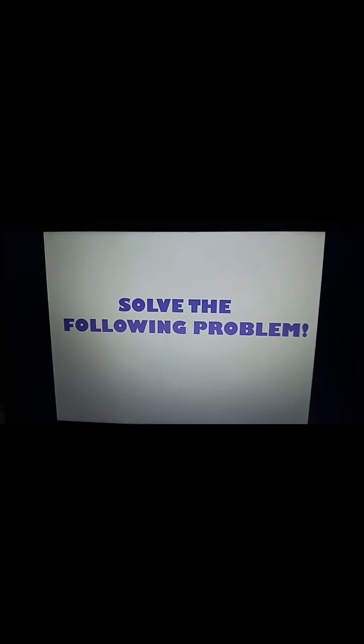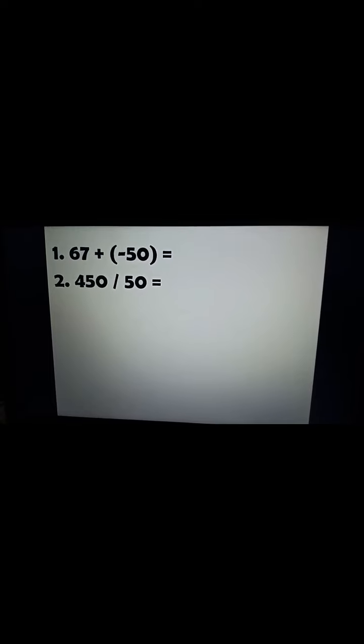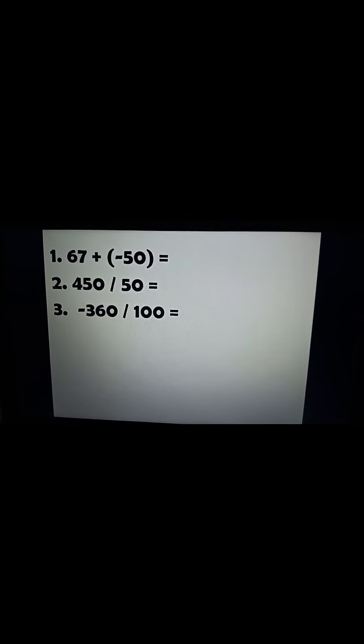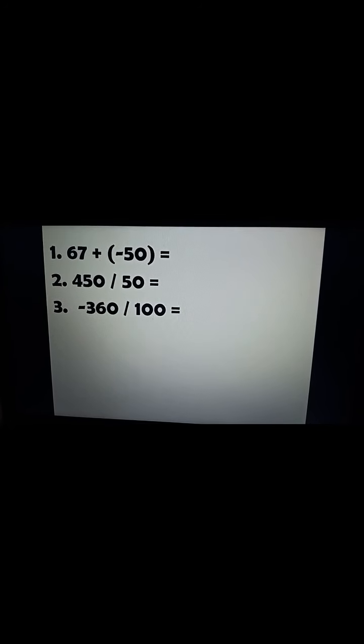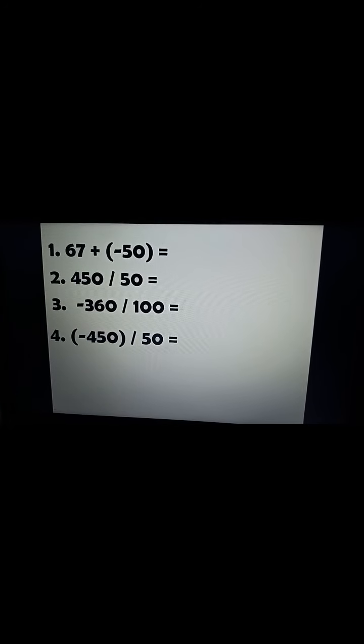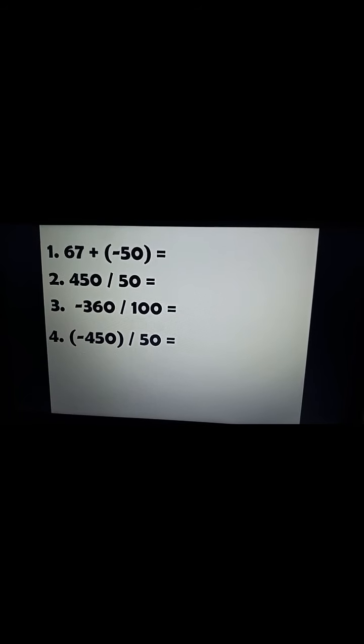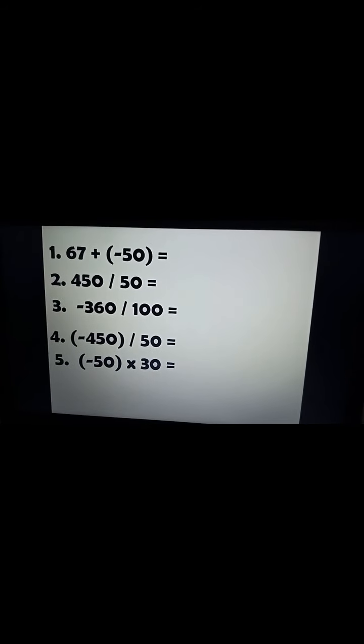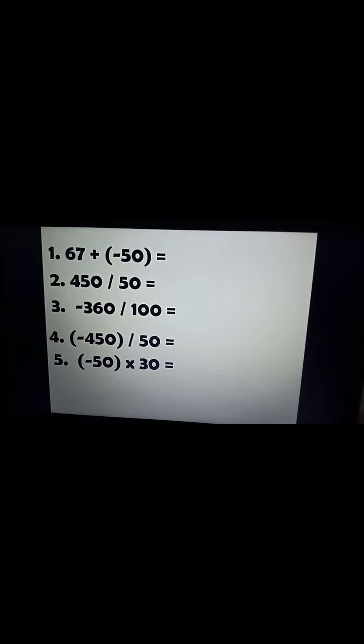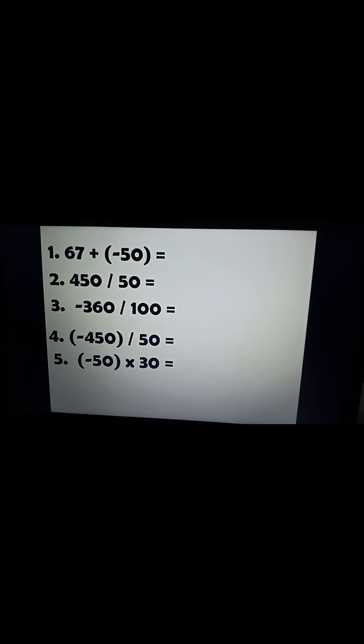Since you already understand our lesson, now let's have an activity. Solve the following problems. Problem number 1: negative 67 plus negative 50 is equal to. Number 2: 450 divided by 50 is equal to. Number 3: negative 360 divided by 100 is equal to. Number 4: negative 450 divided by 50 is equal to. And the last number, negative 50 times 30. Now I will give you 3 minutes to finish your activity.